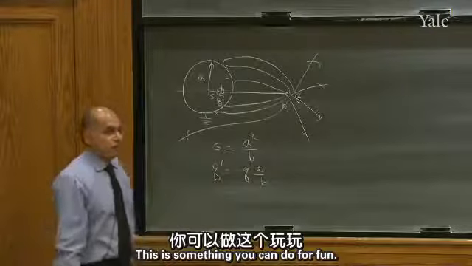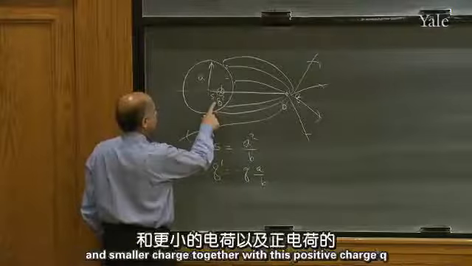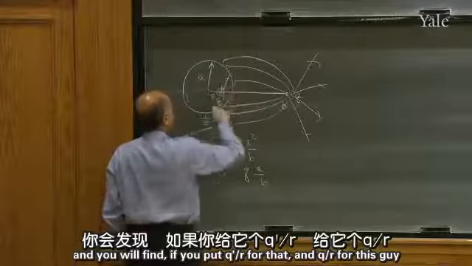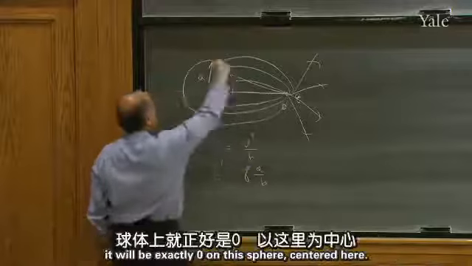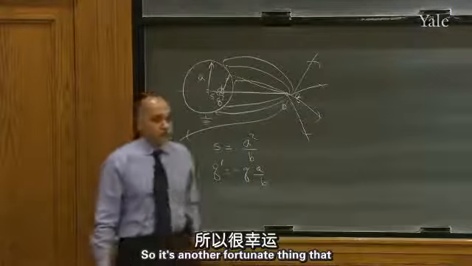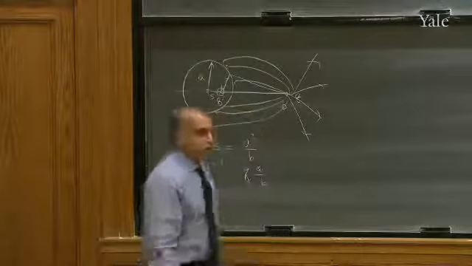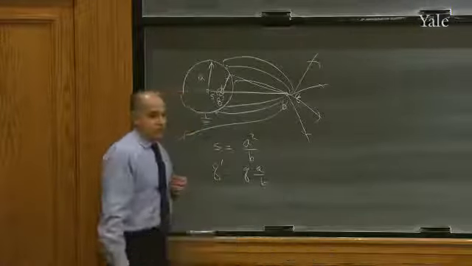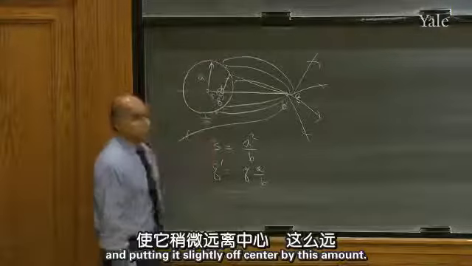This is something you can do for fun. You can go and calculate now the potential of this negative and smaller charge together with this positive charge q, and you will find, if you find q prime over r for that and q over r for this guy, it will be exactly 0 on the sphere centered here. So it's another fortunate thing that you can get a spherical equipotential by taking two unequal charges, not two equal, two unequal charges, and putting it slightly off center by this amount.